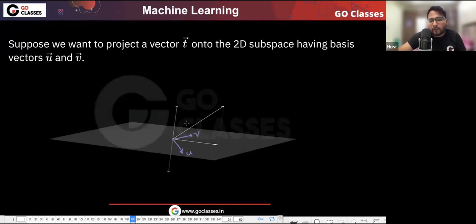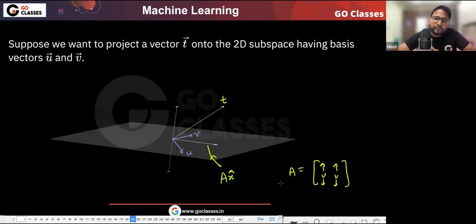I want to project some vector t onto this particular subspace. So this particular projection will be given as, earlier it was just x cap into a. I mean, the projection was x cap into a. Here also, in the vector format, you can write it in a similar way, which means you can write A x cap, in the sense that A is your u and v.